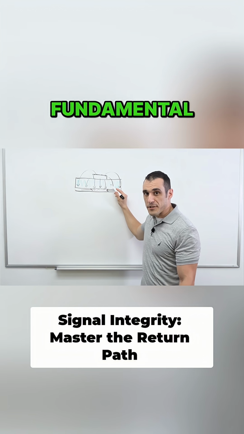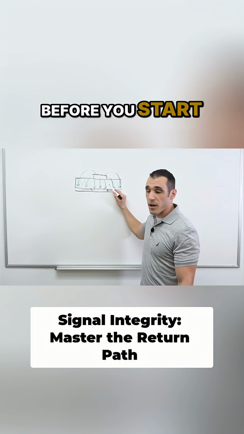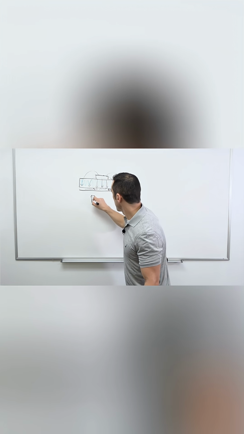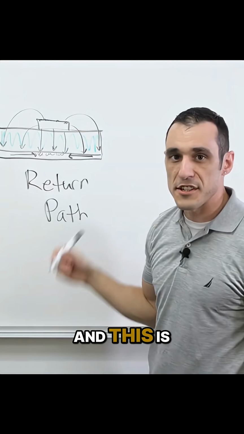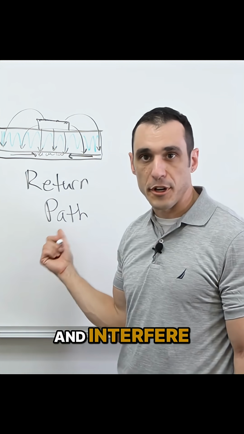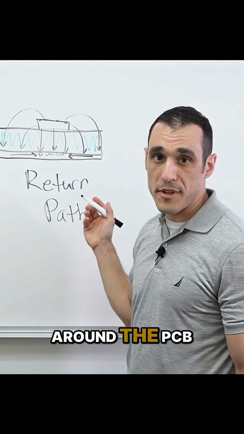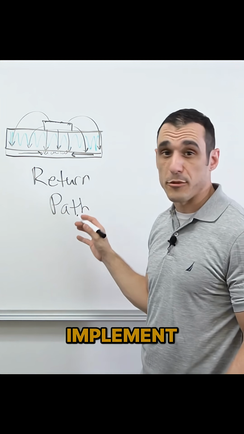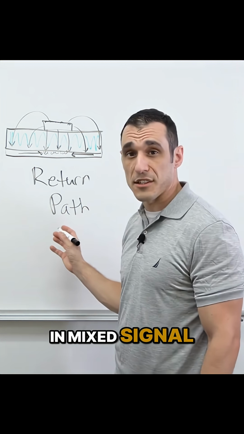This is really the fundamental thing to remember before you start working with mixed signal design, because it relates to something called the return path. And this is really what determines whether different types of signals will overlap and interfere with each other when you're routing around the PCB. And so this is one of the reasons that you'll see people implement really bad grounding practices in mixed signal PCBs.